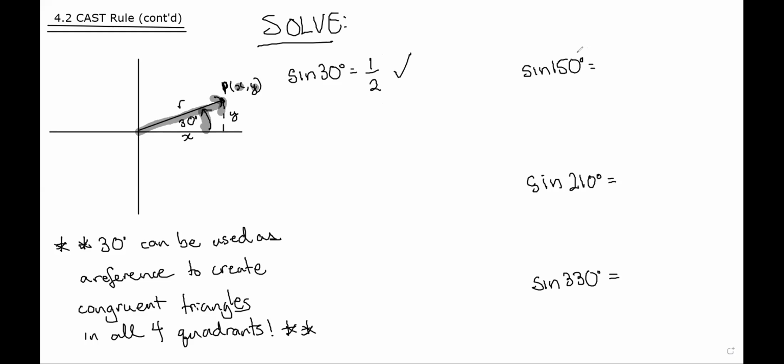So what is 150? This is what's happening. If I draw, let me try to draw this in, let's say, red, a terminal arm that extends 150 degrees around the origin in standard position, I get that as my terminal arm.